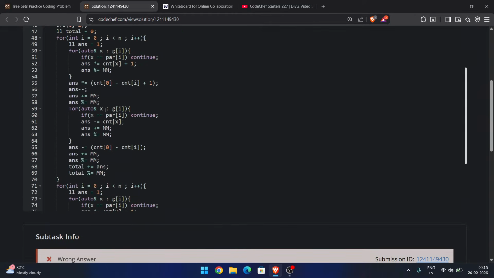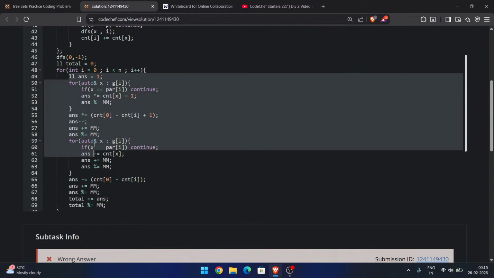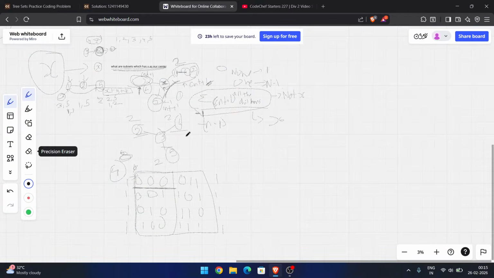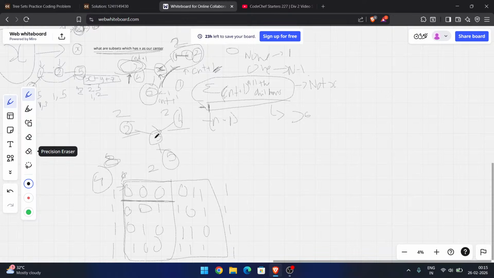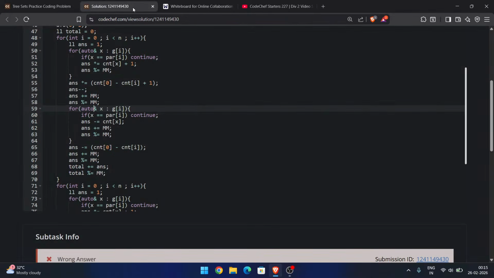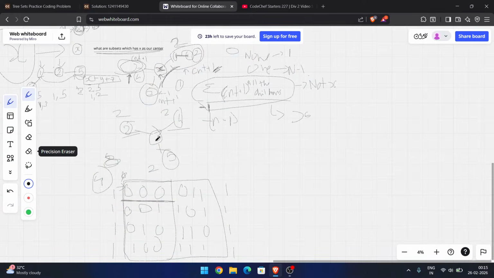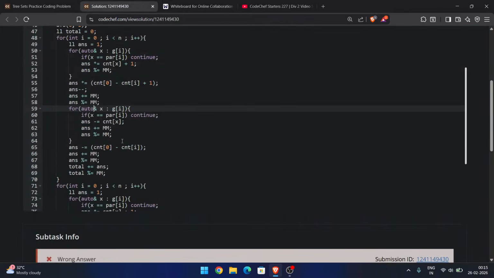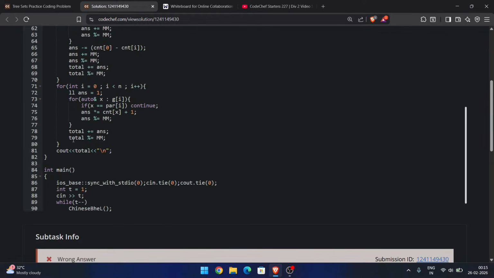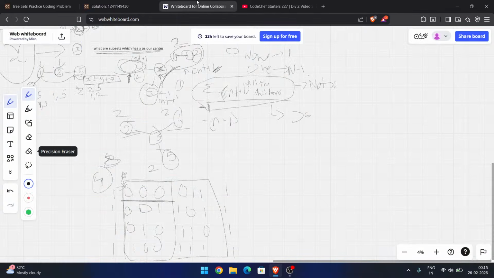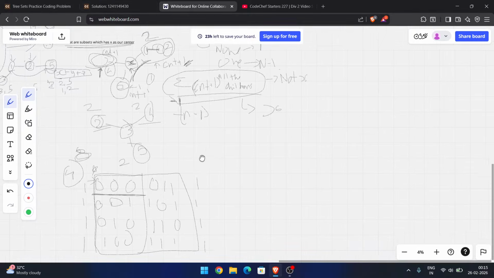So what I was doing for this first loop, as I showed, I was taking all the subsets which have this as a center, but that don't include this. So that was this case, and one was where I am including these 3. So this should give me the answer.